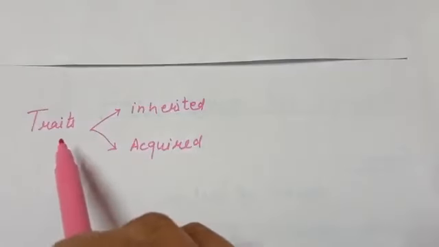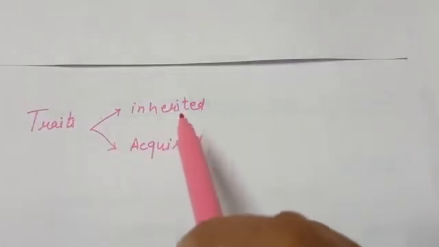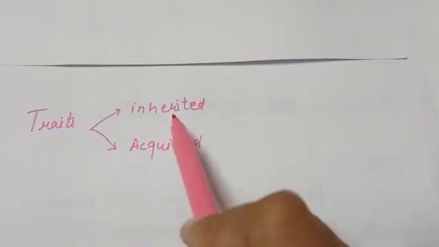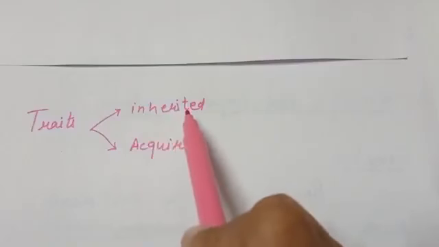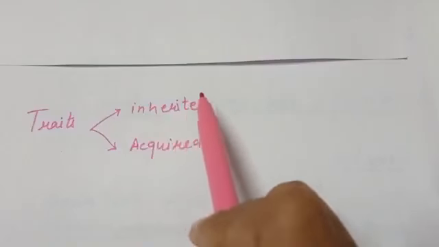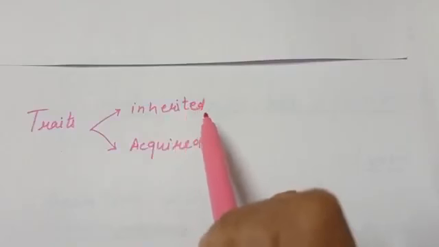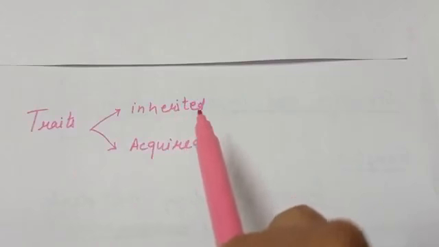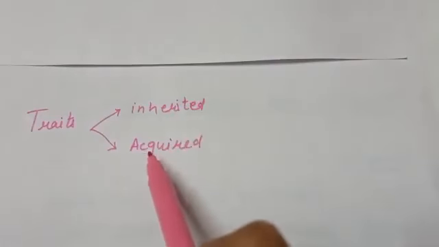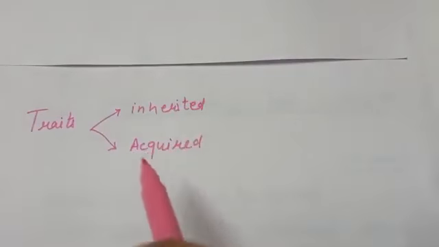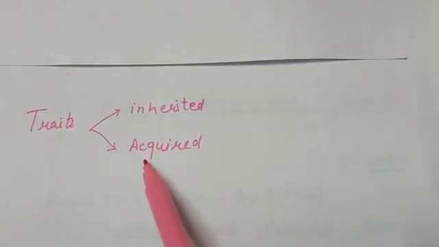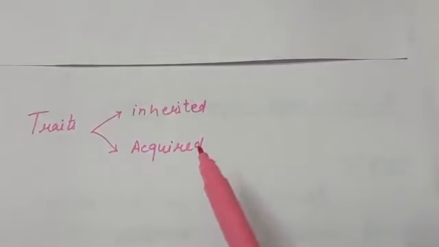Traits, the characteristics, can be inherited or acquired. Inherited traits are the characteristics which are transmitted from parents to offsprings, so they will be transmitted from one generation to another generation of the same species. Acquired characteristics are the ones which get developed during the lifetime of an individual. So they will be called acquired traits.